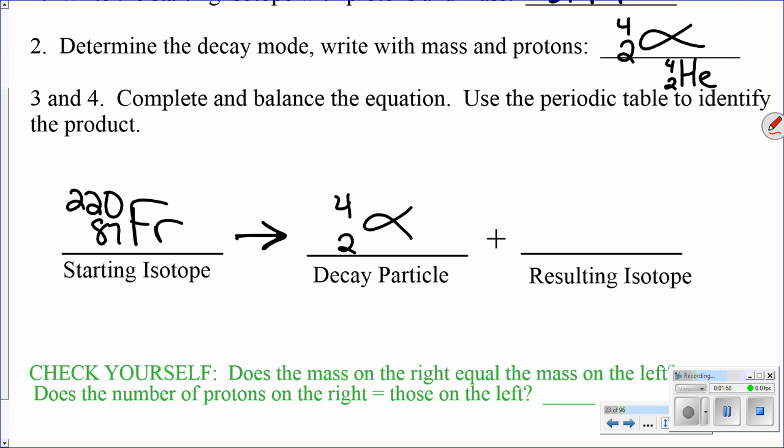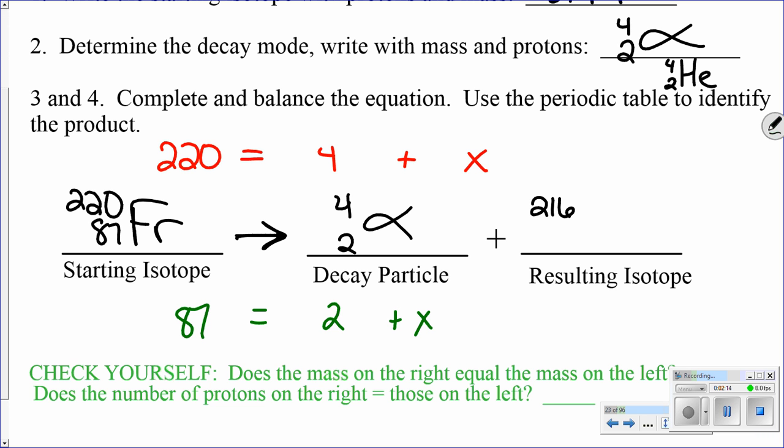So this is kind of like an algebraic equation where we have 220 equals 4 plus x for the top. So 220 minus 4 is 216. For our number on the bottom, we have 87 equals 2 plus x on the bottom. So 87 minus 2 is 85. Then I'm going to go to the periodic table. And element number 85 is astatine.